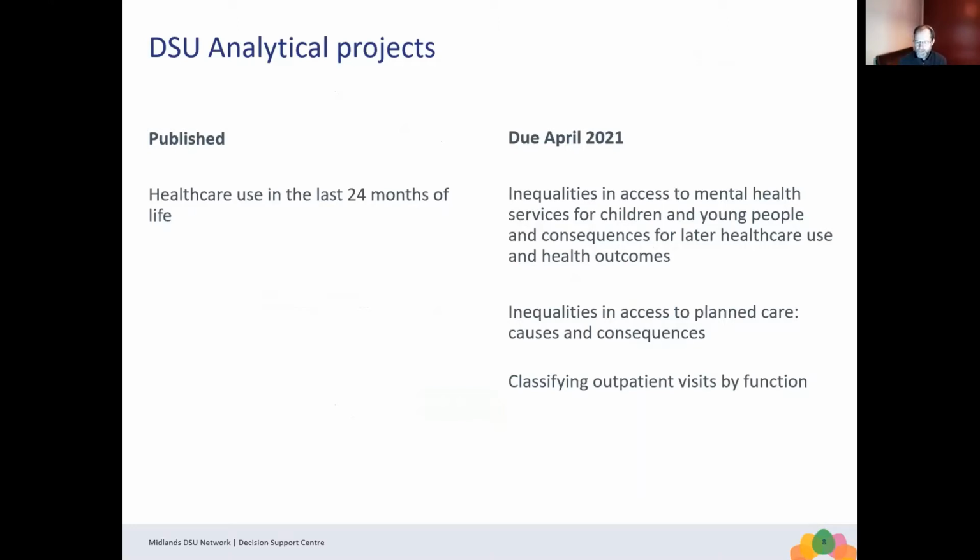But there's 3 other projects that are underway and due to be published in April next year. One on inequalities and access to mental health services for children and young people, what the consequences are for poor access in terms of healthcare use and health outcomes later in life. There's a project which is looking at inequalities and access to planned care, what the causes of that are and what the consequences might be. And a third project which is about classifying outpatient activity by function.